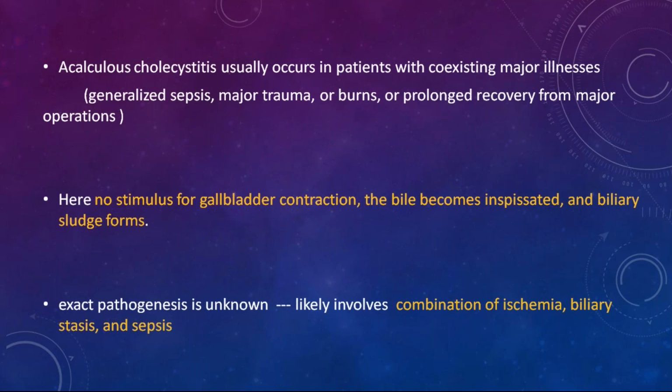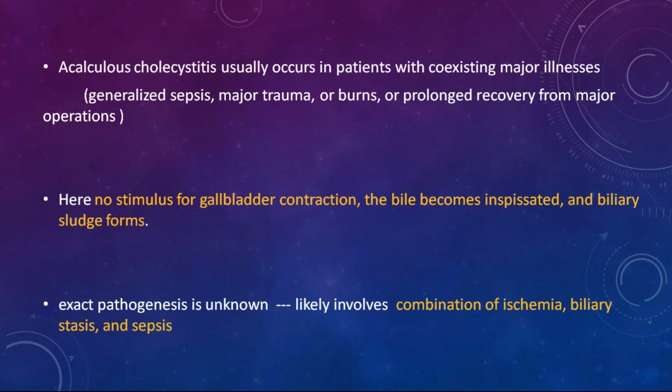The more common coexisting illnesses are generalized sepsis, burns, and prolonged recovery from major operations. There is a clear indication here which shows there is an increased stress response in such patients, which leads to Acalculous cholecystitis in those patients. So, in generalized sepsis, any wound infection which is unmanaged can lead to sepsis. Same with major trauma. This causes increased stress levels in the body. Burns, again a hypermetabolic state, which also causes increased stress response.